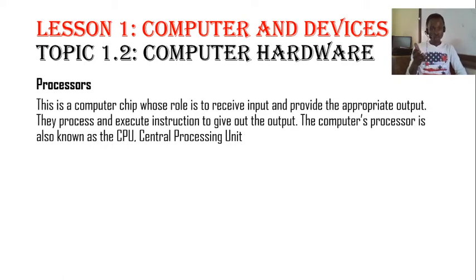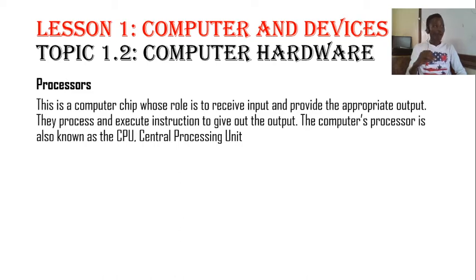There is something that we talked about back then. I told you that there was an error made in labeling the desktop, where we had labeled the CPU instead of the system unit. The CPU is actually what we are talking about now, the processor, the central processing unit. I told you that it's a chip. Its function is to receive input and provide the appropriate output. I can sum it up by saying the processor is the brains of the computer.